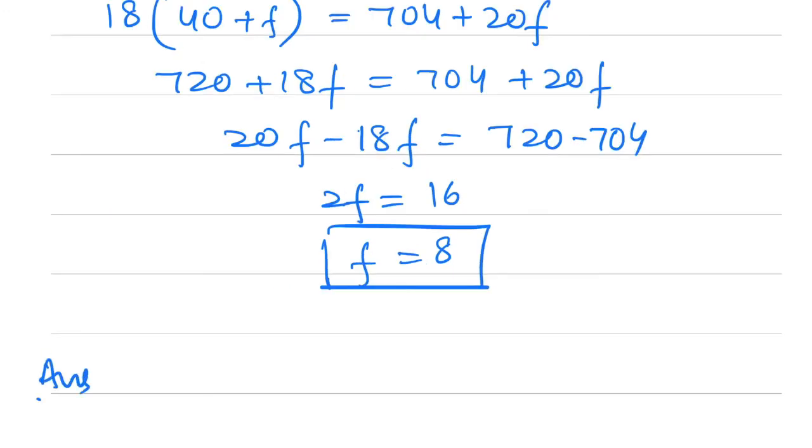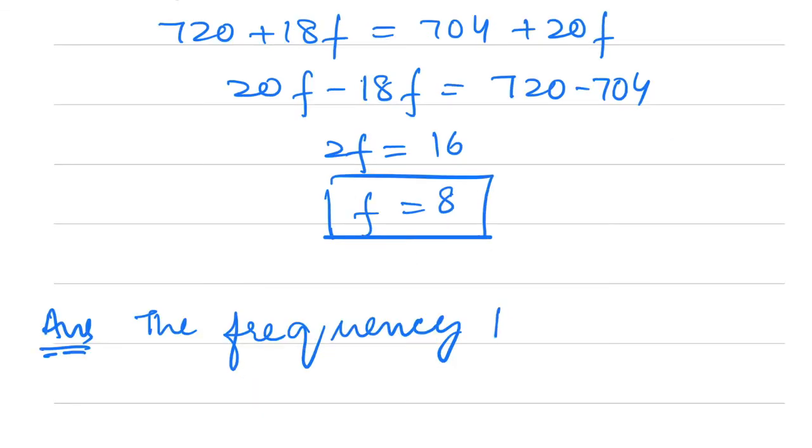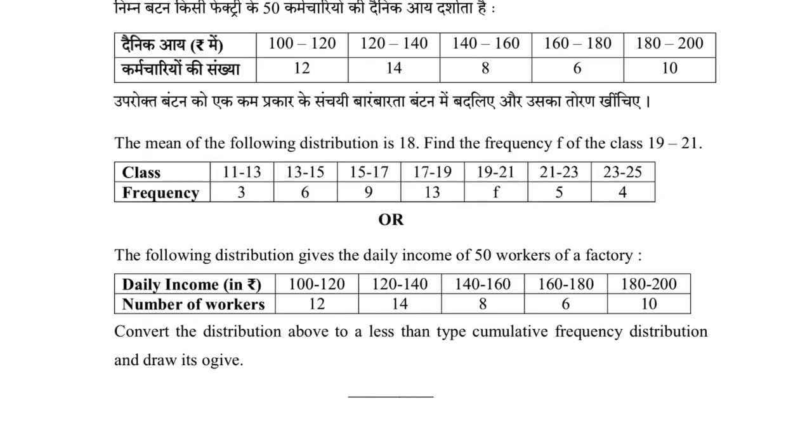So the answer here is: the frequency f of class 19 to 21 is 8. Now there is a choice in this last question, the 30th question. We are given the daily income of 50 workers of a factory, and we need to convert this into a less than type cumulative frequency distribution, and we have to draw its ogive.